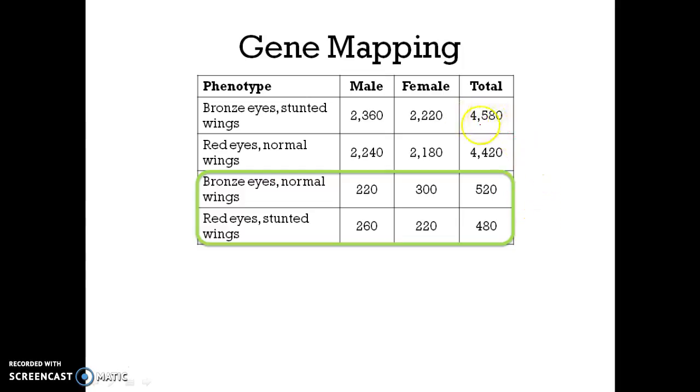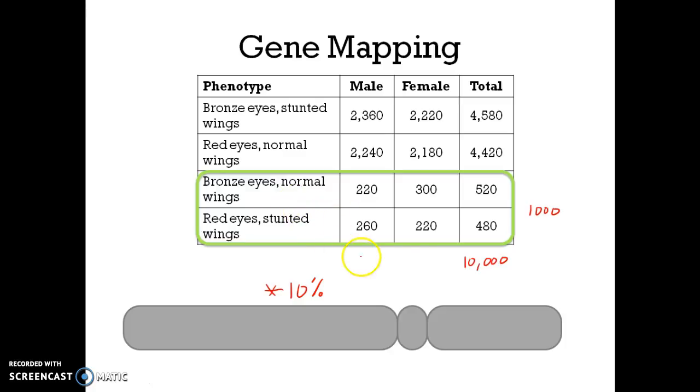And now if I take the total number of offspring, it's 10,000. Well, if I take a look at how many times we had a recombinant crossing over within our chromosomes in prophase 1 of meiosis, that happened 1,000 times. And so 1,000 is 10% of 10,000, which means that the recombination, the crossing over between these two genes, occurs 10% of the time. And so when I look at an actual chromosome, I can map out the two genes.